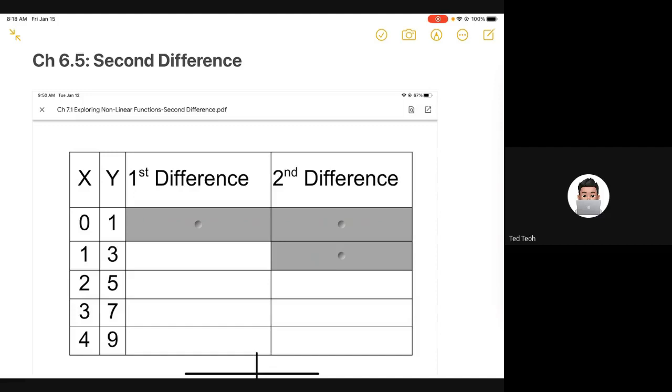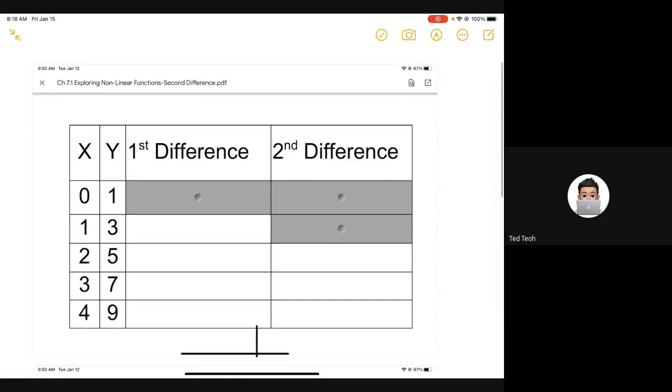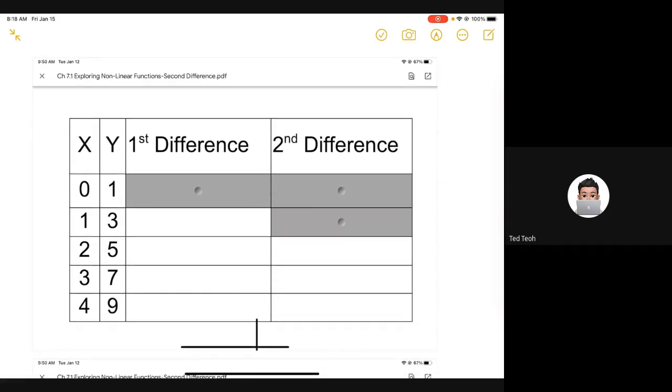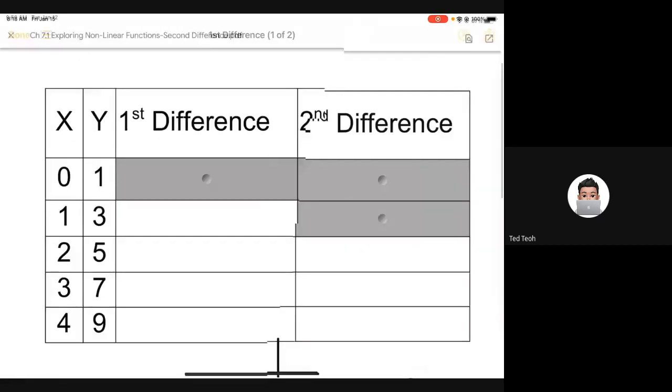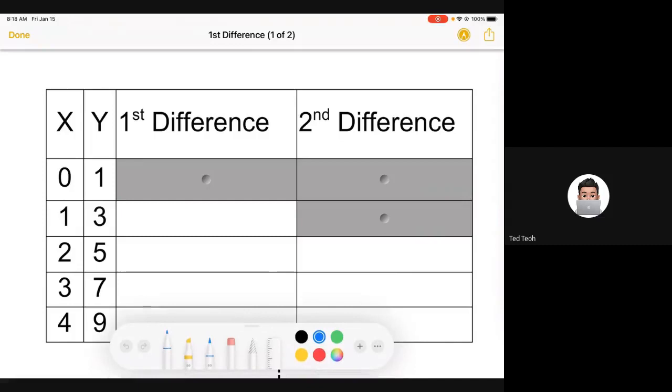All right, so we're going to start a new section called second difference. We've done first difference before, and the word difference in math just means subtraction. We take the y values, and that's all we care about when we're doing differences. We're going to take the y value in the same line, and I'm going to subtract the number above it.